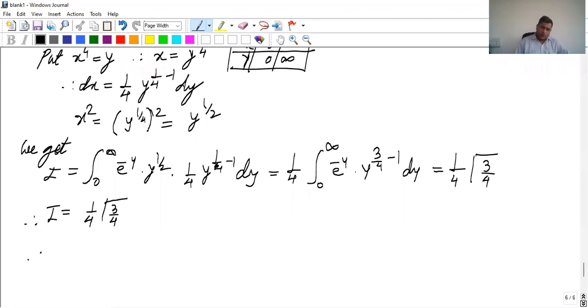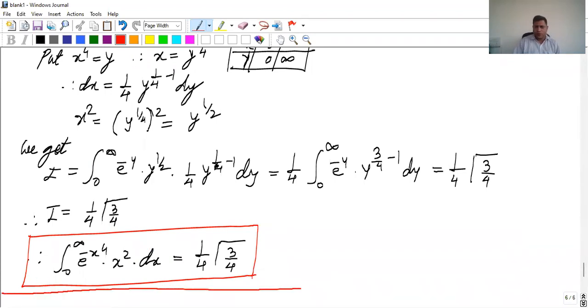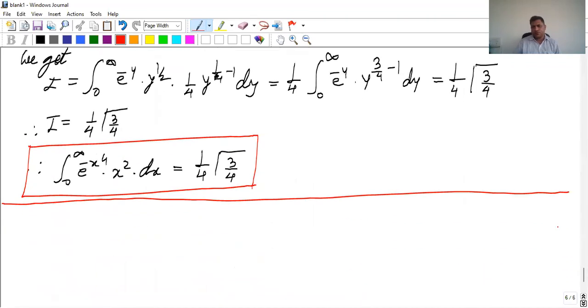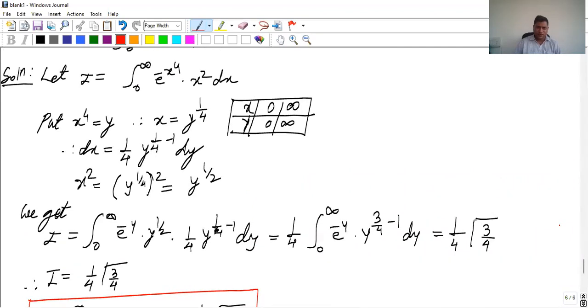So we got the integral from 0 to infinity of e raised to minus x raised to 4, x square dx, equal to 1 by 4 and gamma of 5. So this way we are able to evaluate this integral. Is there any other doubt up to here? No, sir. Sir, can you scroll up a bit, please? Yes. Thank you, sir.